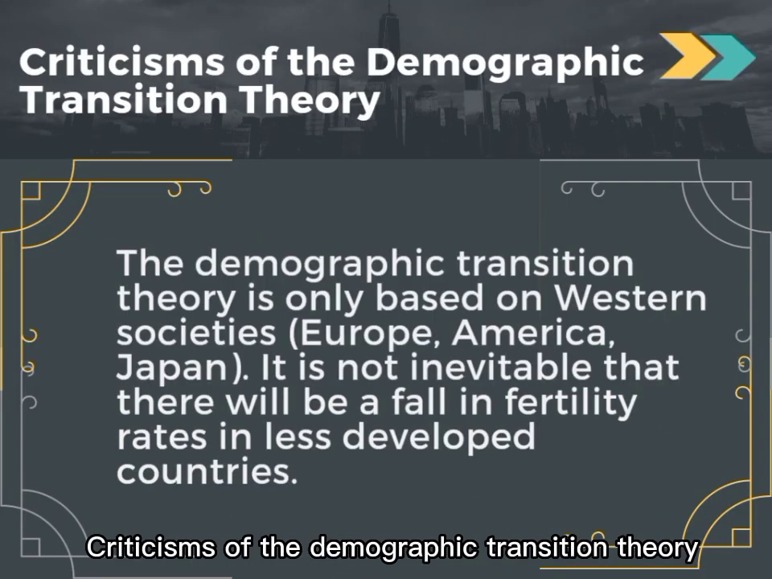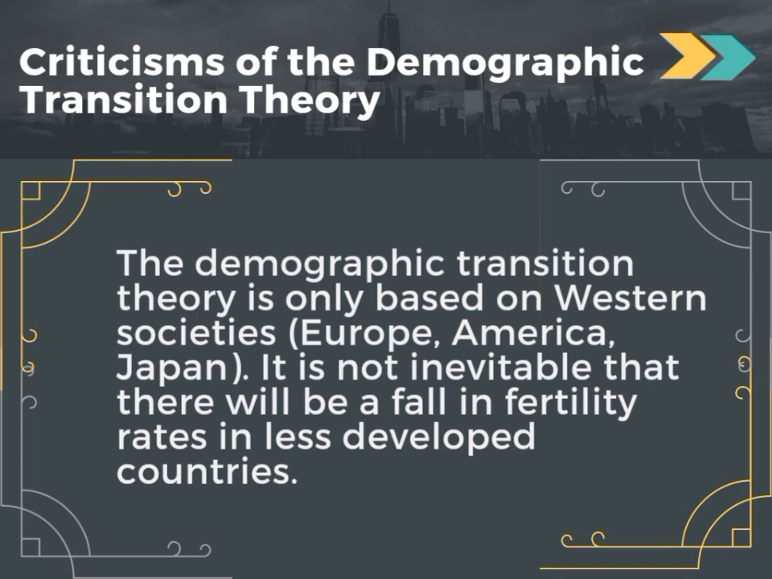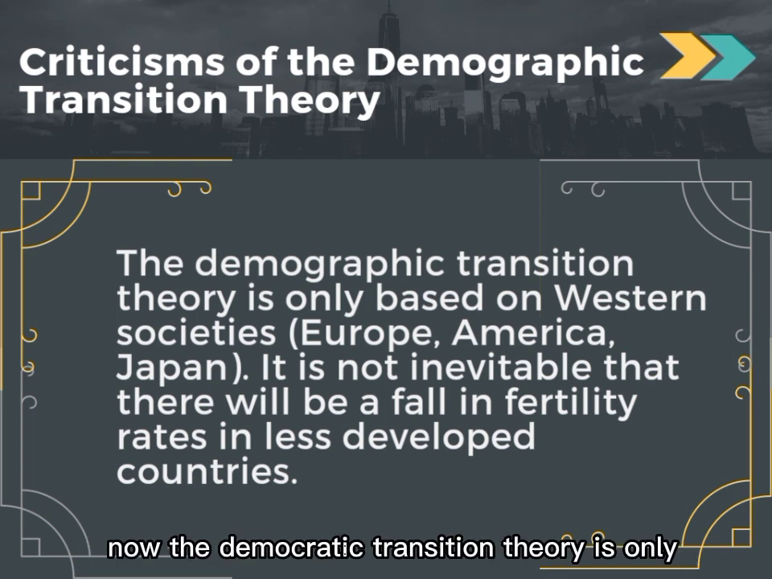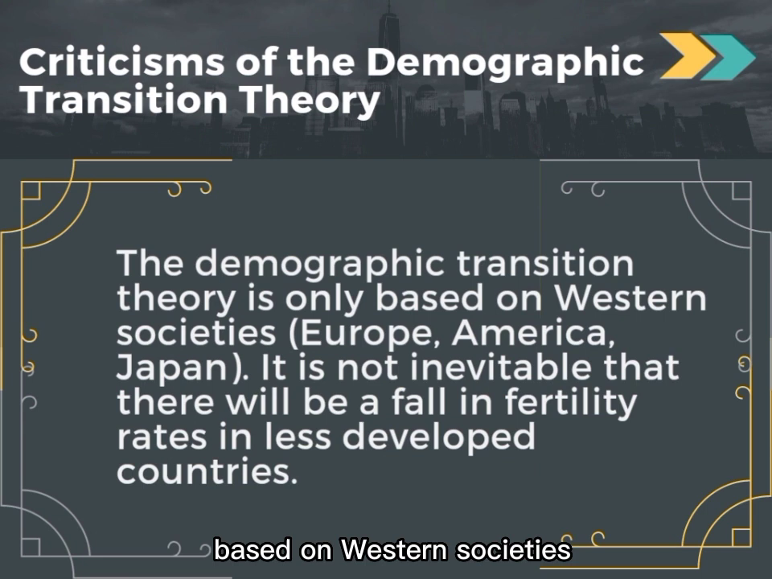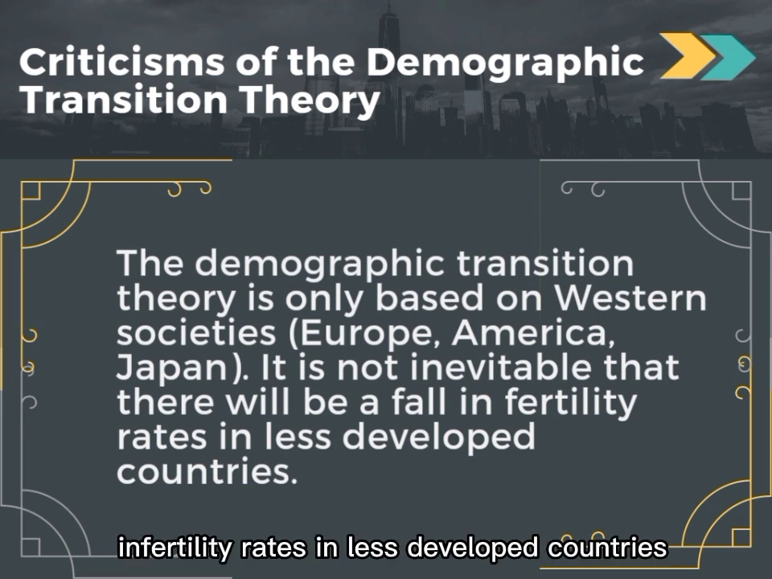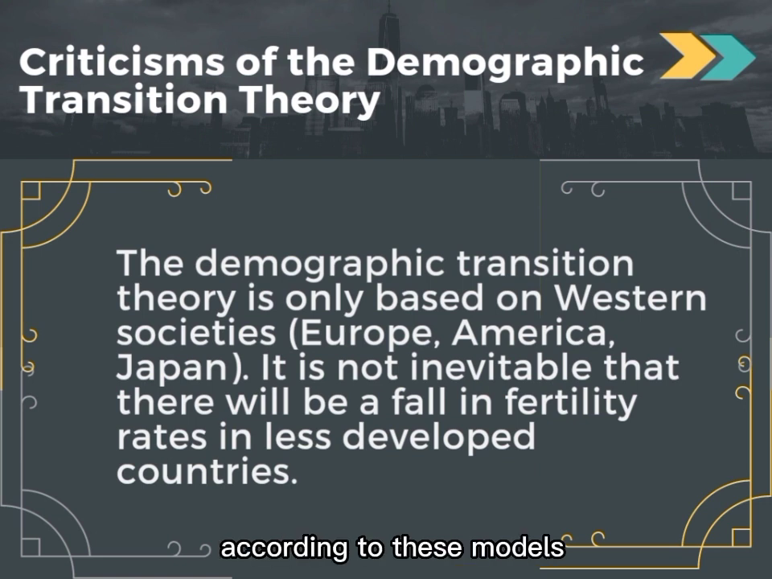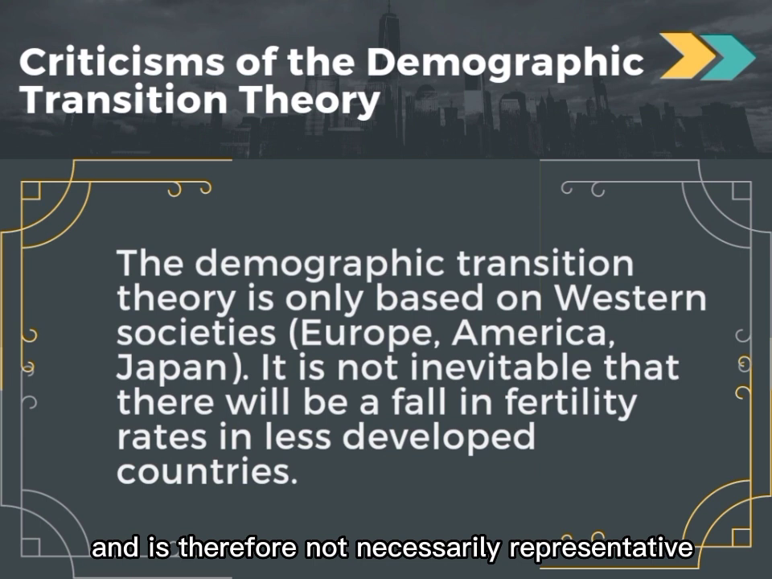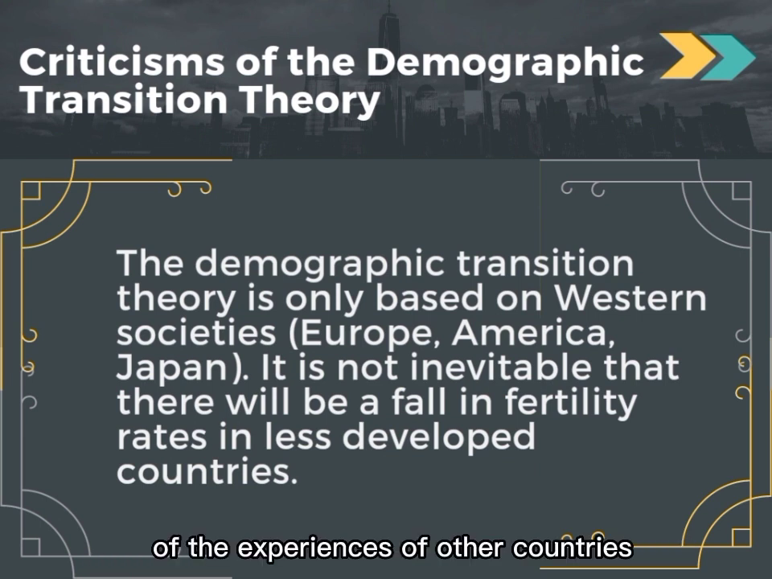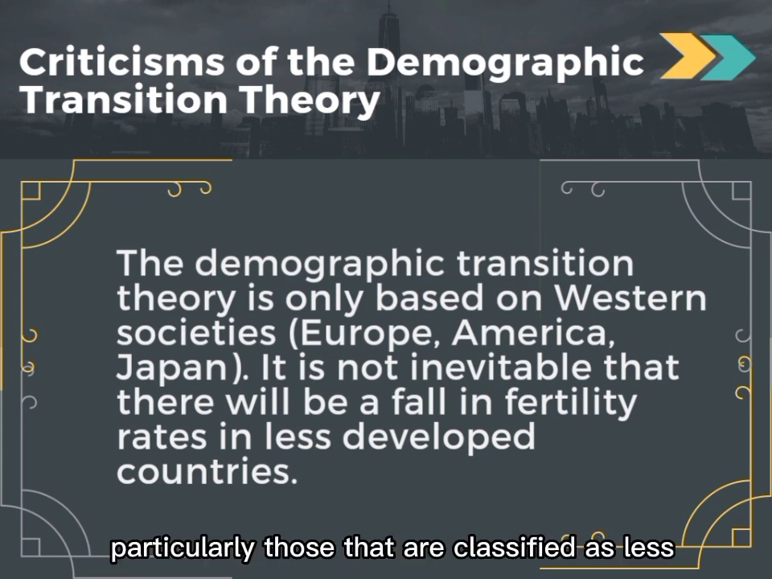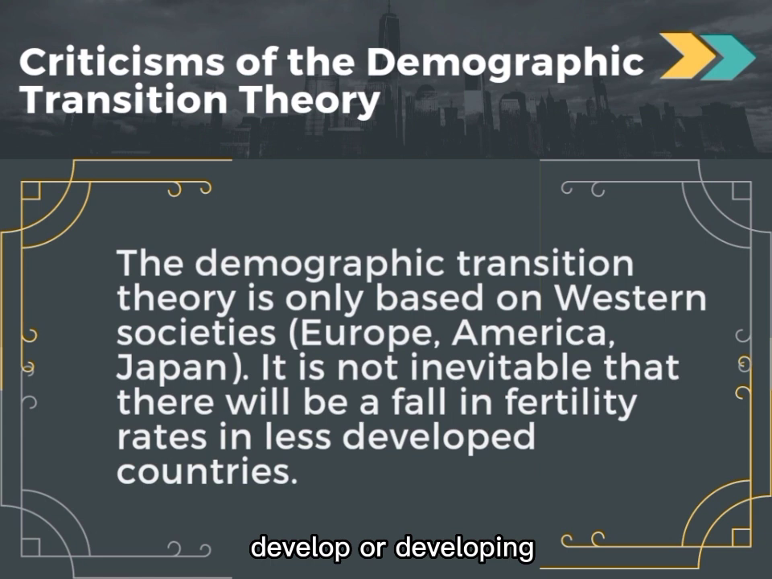Criticism of the demographic transition theory. The theory is only based on Western societies: Europe, America, Japan. It is not inevitable that there will be a fall in fertility rates in less developed countries. The demographic transition is a phenomenon that is unique to Europe according to these models, and is therefore not necessarily representative of the experiences of other countries, particularly those that are classified as less developed or developing.